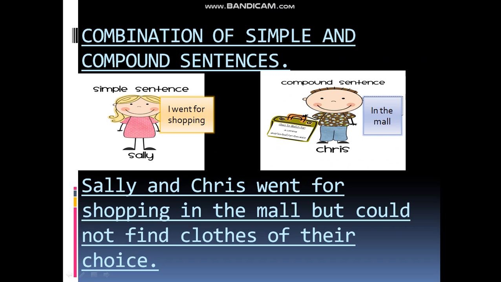So now let's see here an example of a combination of simple and compound sentences. Here is an example of a simple sentence. I went for shopping. And compound sentence, in the mall. So when we combine them, Sally and Chris went for shopping in the mall but could not find clothes of their choice. So Sally and Chris, and, but, these are all conjunctions, plus Sally, Chris are what? They are subject and shopping is a verb. So this is a combination of simple and compound sentences.